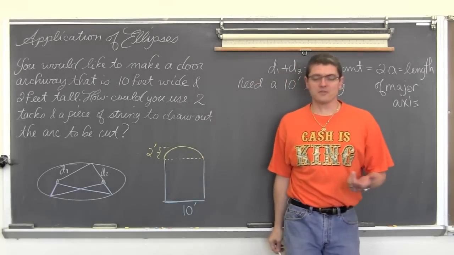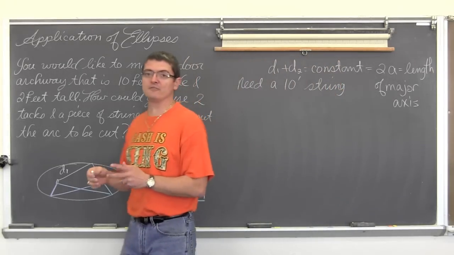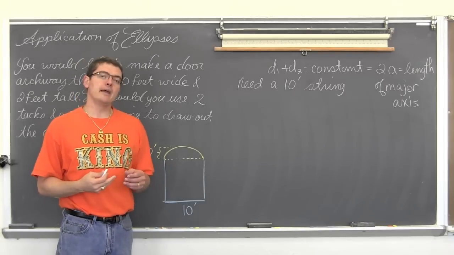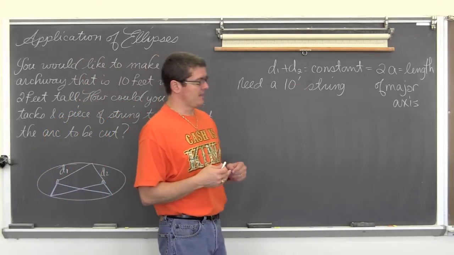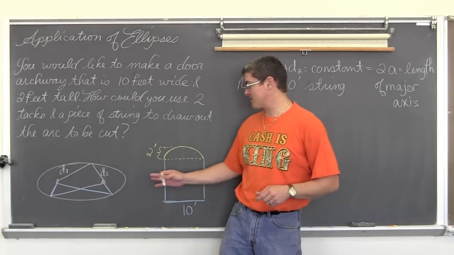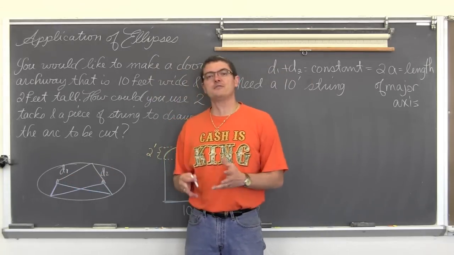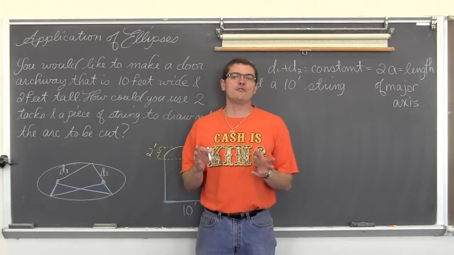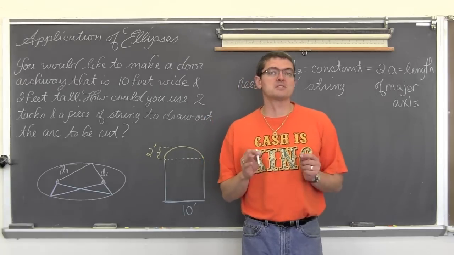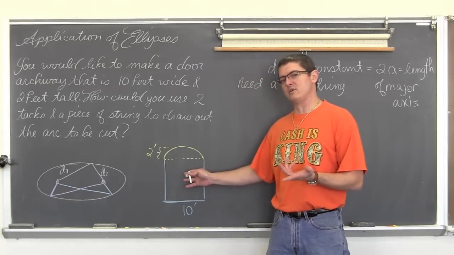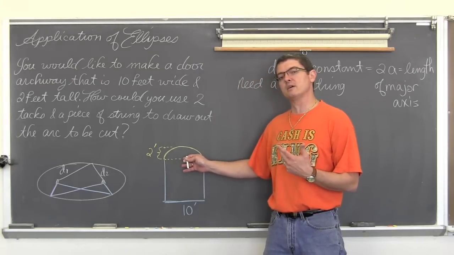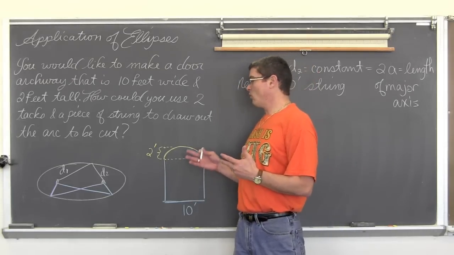so that's the first half of the question. To make this archway, I need 10 feet of string. And now, where am I going to put the tacks? How am I going to tack this down? Well, the tacks are going to be the focus points of the ellipse. So we need to find out how far those focus points need to be away from the center of the ellipse. Or maybe not the center of the doorway, because you could think of that being down here, but the center of the ellipse.